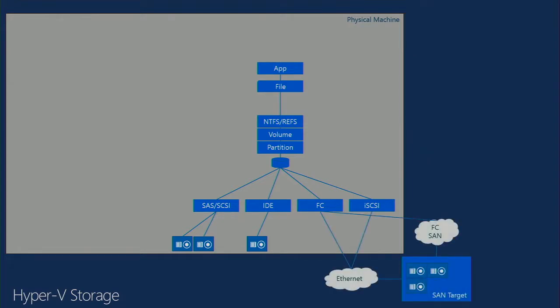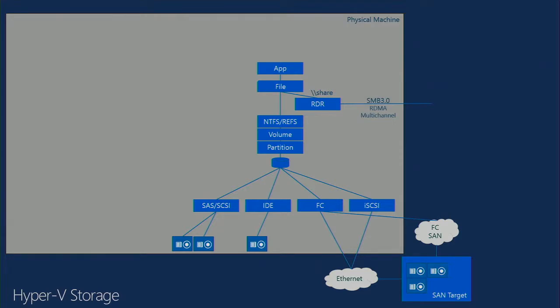Great. Fibre Channel or iSCSI implies that the disk is not living on the host, it's living somewhere else. So you go through some sort of a cloud, either a Fibre Channel cloud, a SAN cloud, or an Ethernet cloud, and it keeps building on it. And there's a SAN target at the end of it. Excellent.